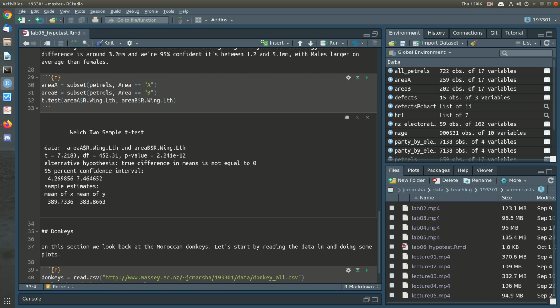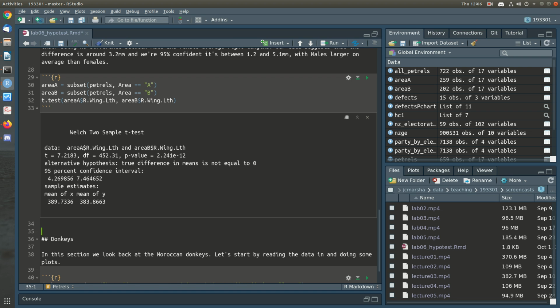Okay. So you can see it's worked out the mean of the area A birds and the mean of the area B birds, and we see that the area A birds are larger than the area B birds by about 6 units. And the p-value is very, very small. This is 2.2 times 10 to the power of minus 12. So this is essentially 11 zeros, point, 11 zeros, and then a 2. So it's really, really tiny.